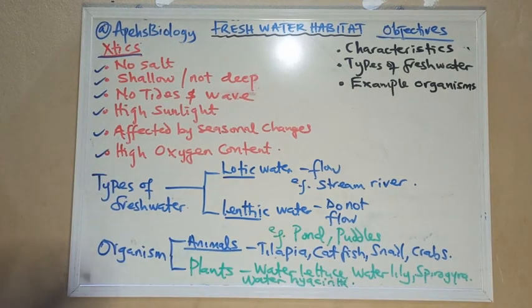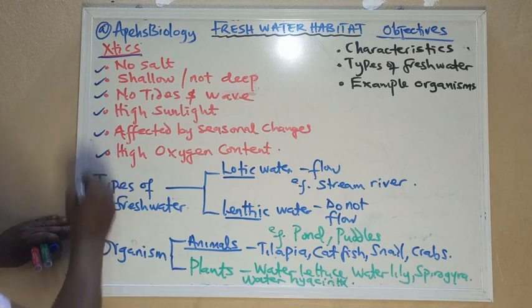So we've been able to look at the characteristics, the types, and the organisms, plants and animals.